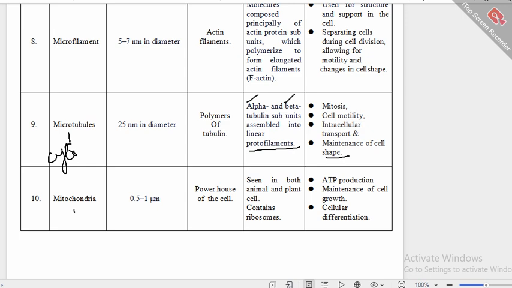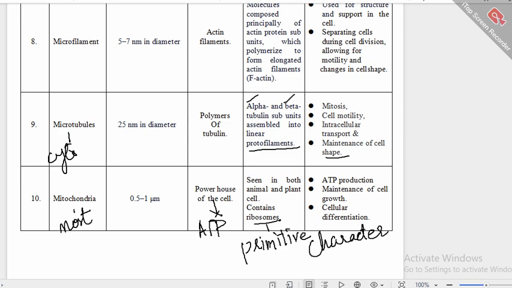Next is mitochondria, which is also one of the most important subcellular organelles of the cell. The size is 0.5 to 1 μm. It is given the name powerhouse of the cell because it produces ATP in large amounts, and it is present in both animal and plant cells and contains ribosomes. It is a primitive character of mitochondria that ribosomes are present. It helps in ATP production, maintenance of cell growth, and cellular differentiation.